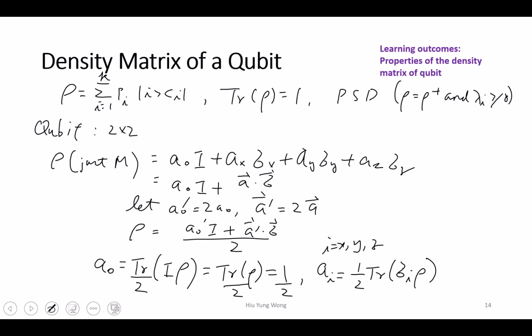Now, this one we need to evaluate. This one we don't know. But the main point is that eventually you will get rho equals, because now you say A0 equal to half, then A0 dash equal to 1, right? So this is equal to I plus A dash dot sigma, divided by 2. So all the density matrix of a qubit can be represented with an identity plus A dot sigma, divided by 2, which is not surprising.